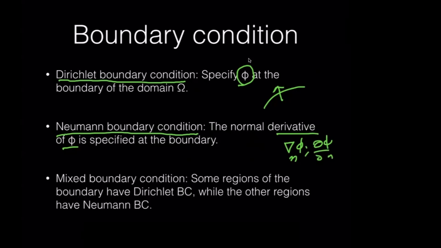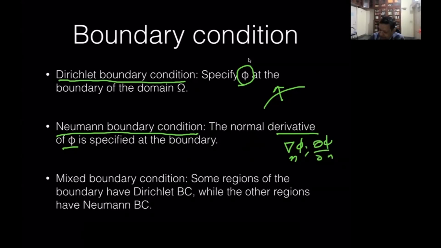The third is mixed boundary condition, where at some walls we specify potential, Dirichlet boundary condition, and at some walls we specify the derivative. So it's a mixed boundary condition. Right now in my lecture, I will focus only on Dirichlet boundary condition. Neumann boundary condition is a bit more complex, so I will not discuss it right now.